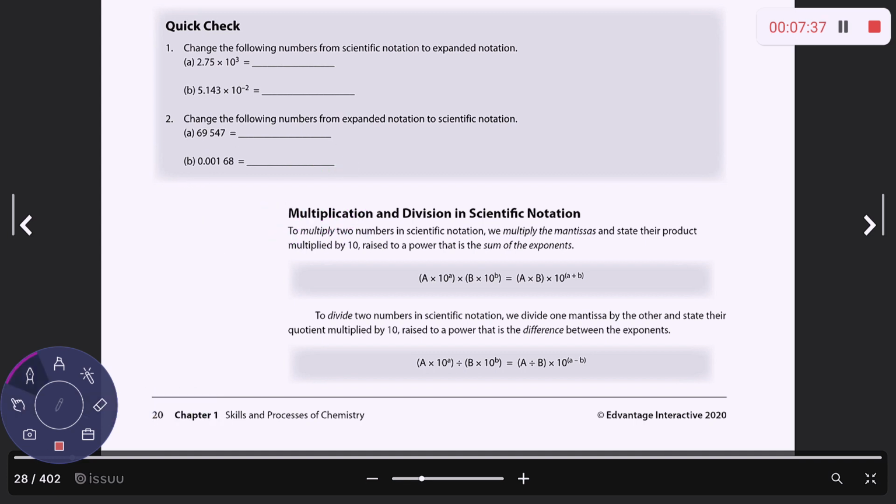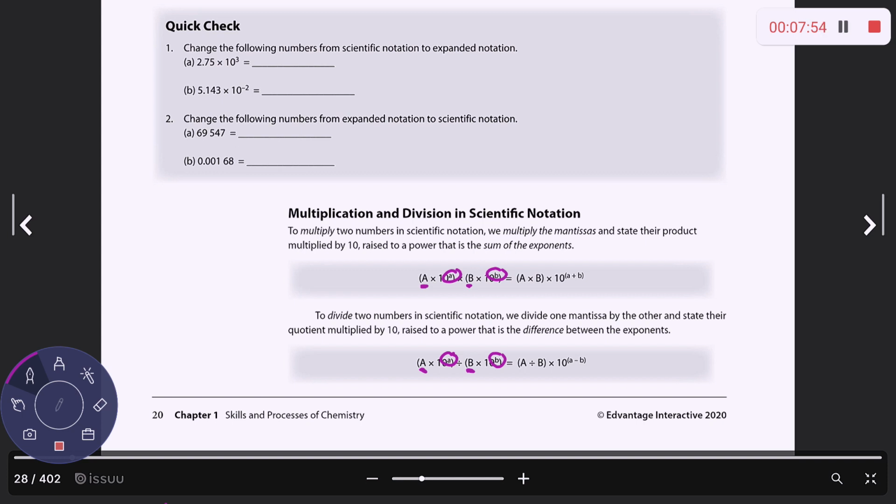They're saying if you're multiplying two numbers in standard scientific notation, you would multiply the mantissas together, and then you would add the exponents together. If you're dividing, you would divide the mantissas, and you would subtract the exponents. Okay, let's go to the next page.